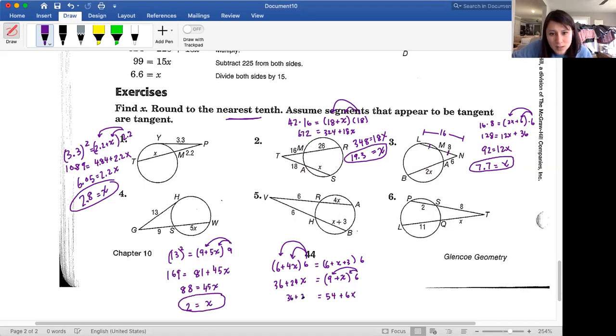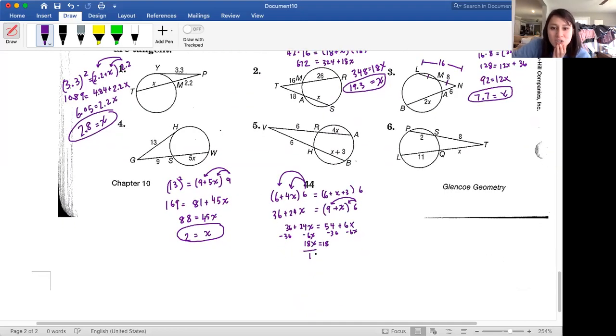So here, for once I don't have any squares, I'm going to combine my like terms. So I might subtract 36 from both sides. So 54 minus 36 is 18. And then I'm going to subtract 6x from both sides. And so 24 minus 6 is also 18. And so 18 divided by 18 is just 1. How nice. x equals 1.